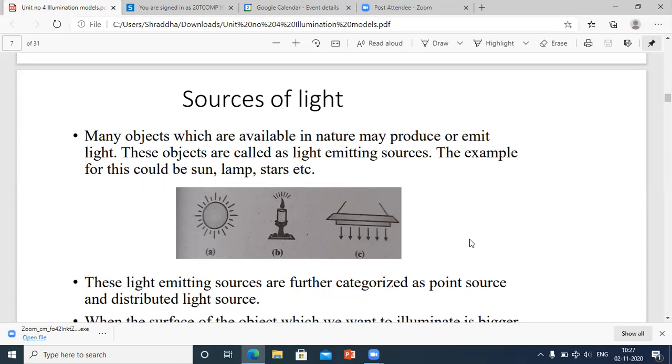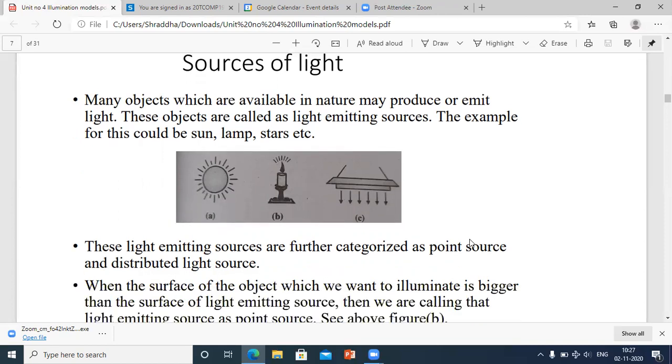Many objects available in nature may produce or emit light. This is a very obvious point. These objects are called light emitting sources. I repeat, there are objects already available in nature that produce or emit light by themselves, or through some other source. These light emitting or light producing objects are called light emitting sources.